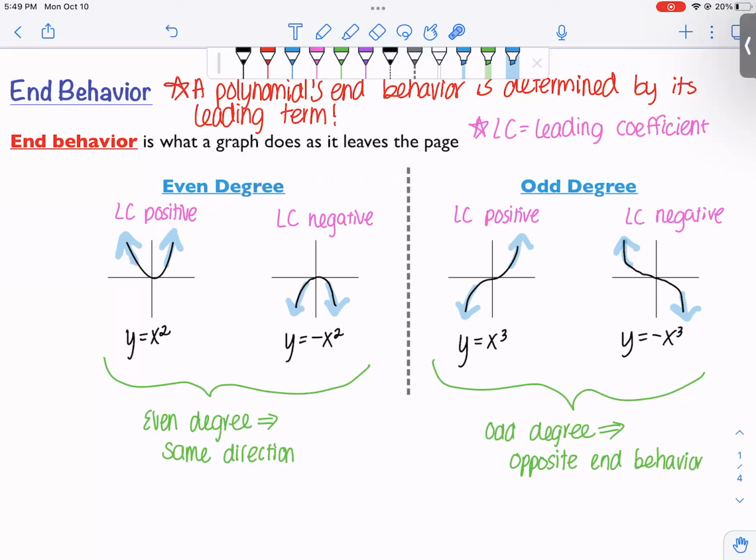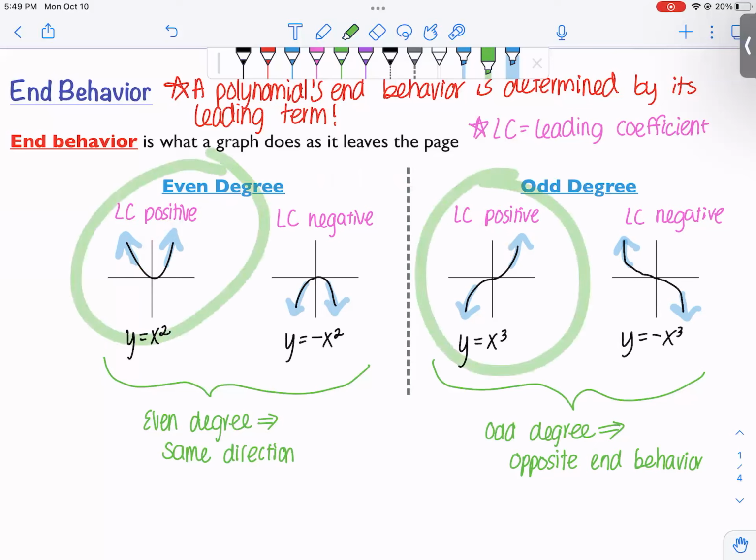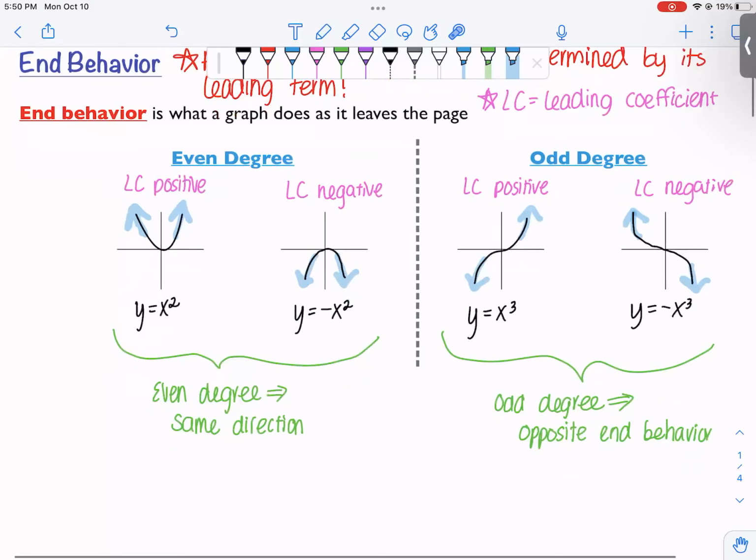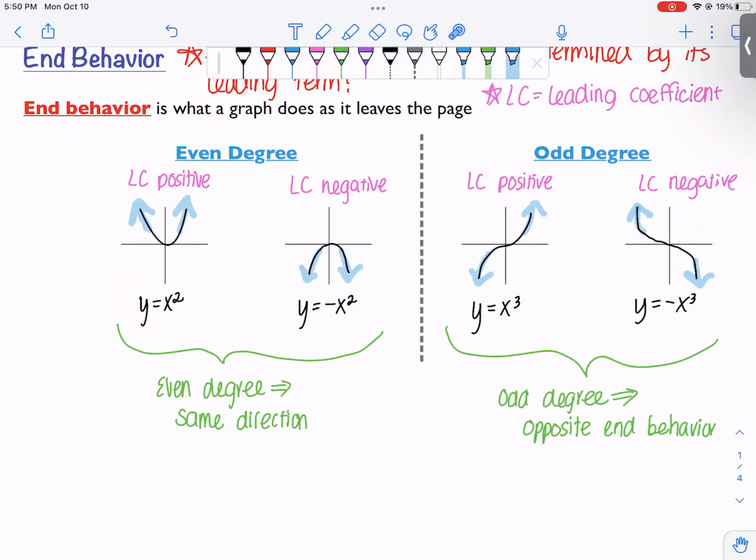For both of the positives, it goes up as it goes to the right. So even degree has the same end behavior in both directions. Odd degrees have opposite end behavior in either direction. And then the other thing to memorize is that positive leading coefficients have the right side go up. They go up as they go to the right.